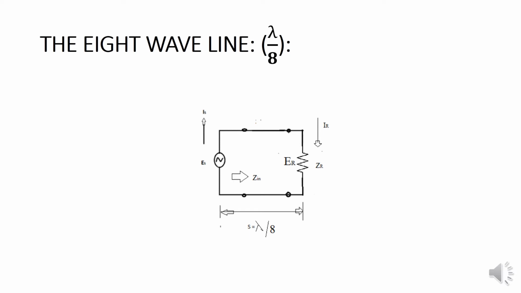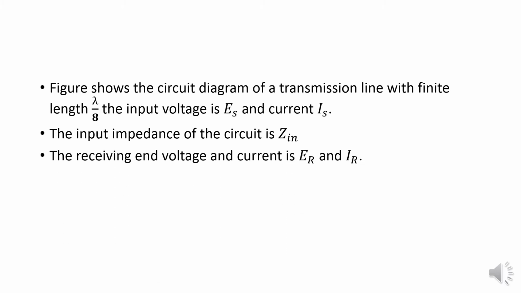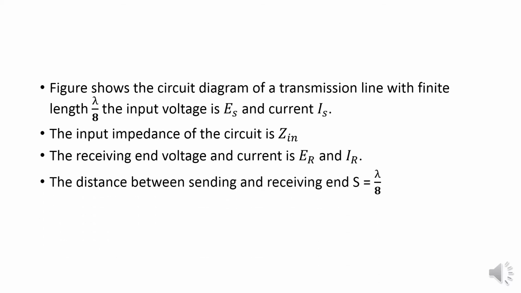In this 8th wave line, the transmission line has a finite length of lambda by 8, and the input voltage and current are denoted by ES and IS. The input impedance of the transmission line is given by Z in. The receiving end voltage and current are denoted by ER and IR. The distance between the sending end and the receiving end is S equal to lambda by 8.